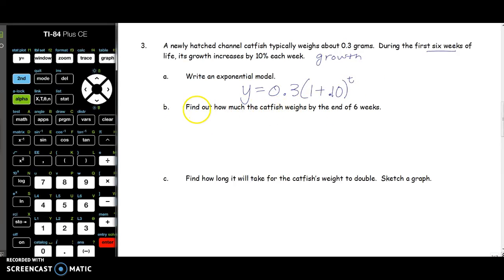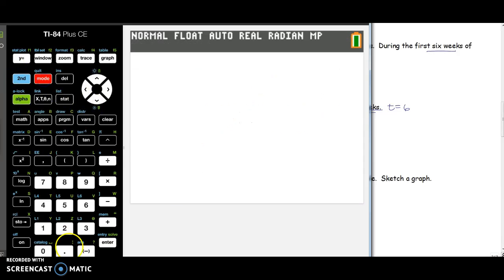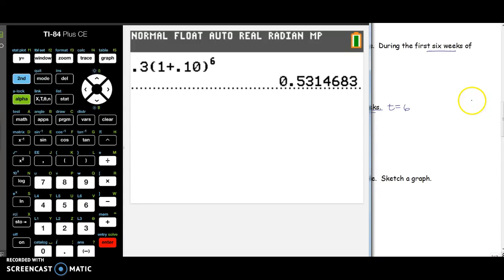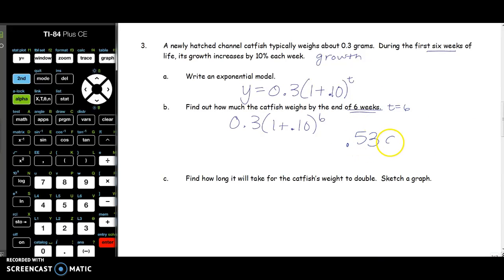Part B is just like what we did yesterday. Find out how much the catfish weighs at the end of 6 weeks. Okay, so that's our time. T equals 6. So because we have a t, we can just substitute that into our calculator. So we don't need to graph this first one. We just say 0.3 times 1 plus 0.10 raised to the 6th power, because we were given our time. So after 6 weeks, this new catfish weighs 0.53 grams, right? Because it starts off in grams, it has to stay in grams.